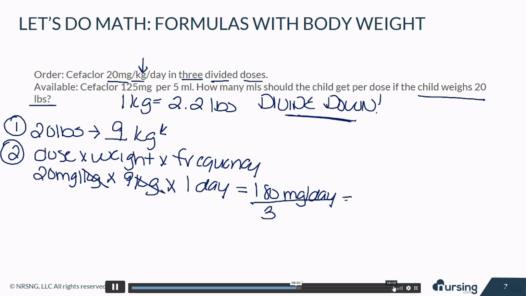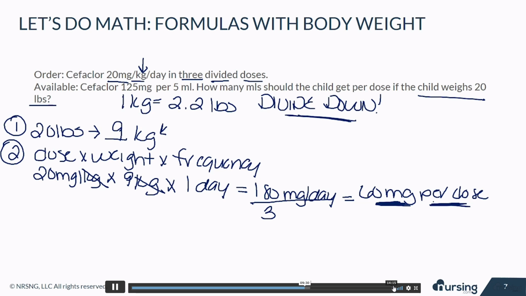I'll stop and let you do the math. You should come up with 60 milligrams per dose. The reason I write per dose is just so that I understand exactly what I'm doing. You don't necessarily have to write it. You know at this point 180 milligrams in the entire day divided by 3 is 3 solid doses. You're going to give 60 milligrams. Done, right? No, we're not.